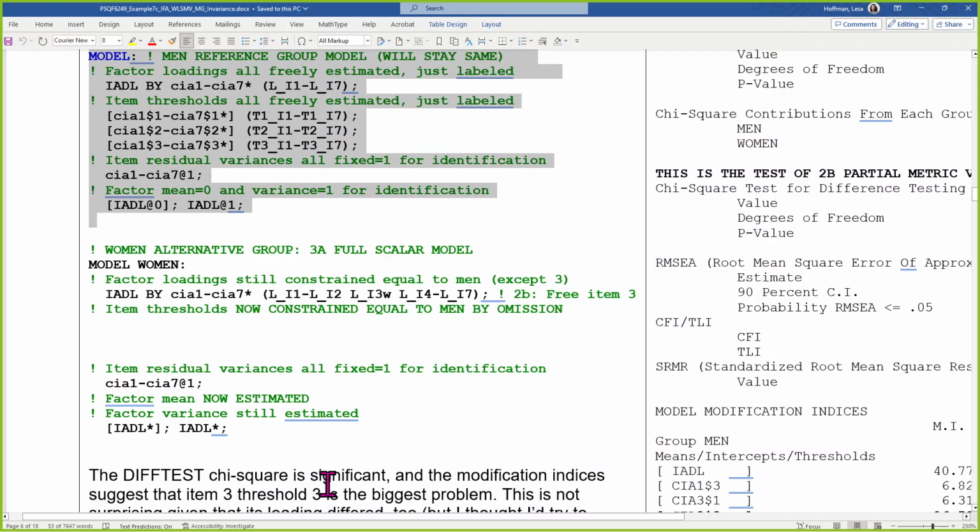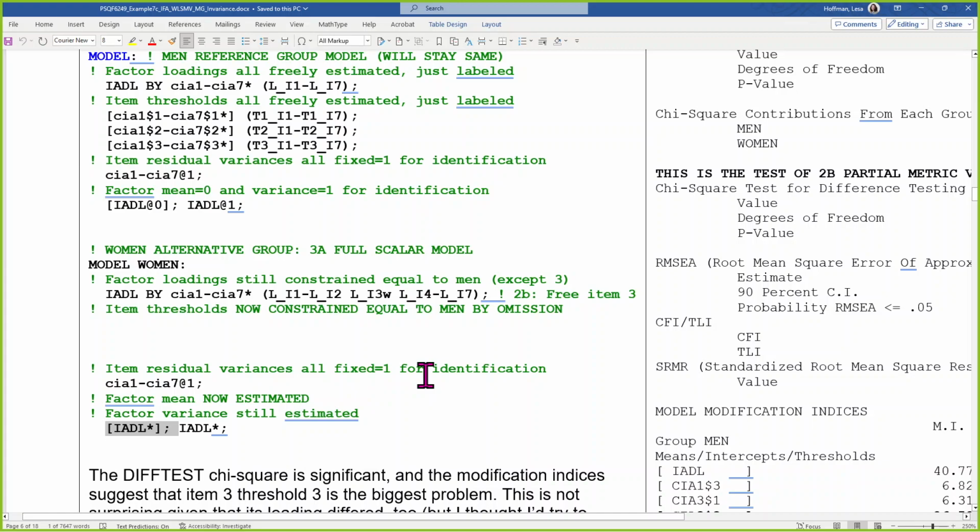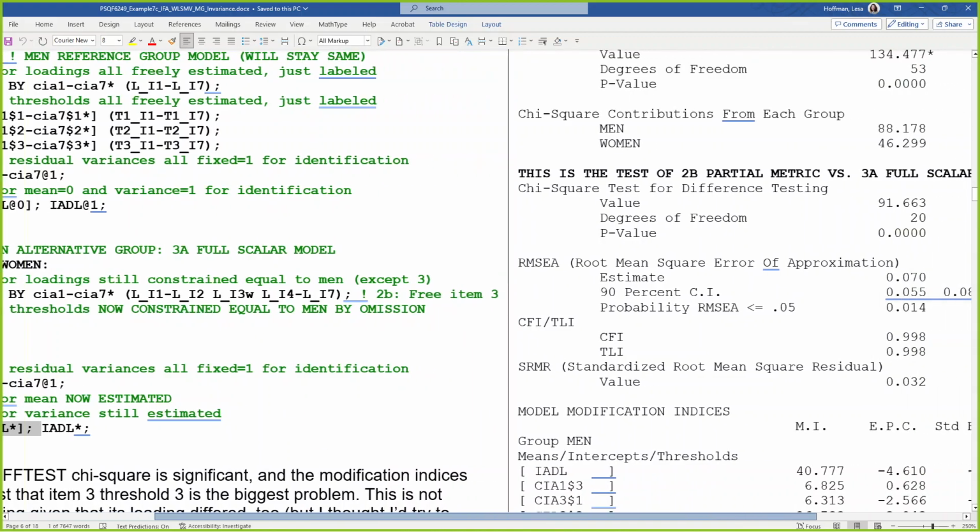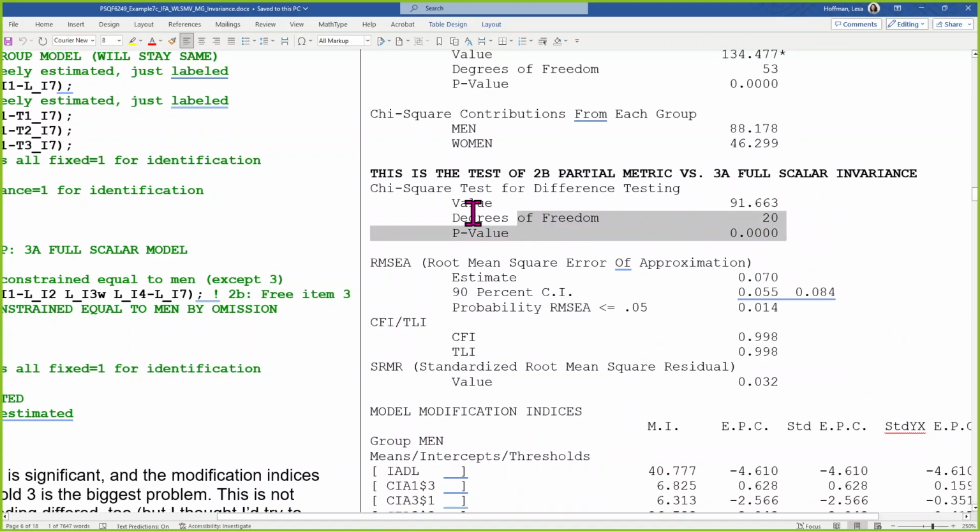What did I have to add to my model at the same time, given that I constrained all the thresholds equal? Factor mean, ding, ding, ding. So now the latent factor is on the same scale with respect to mean and variance in both groups. They're linked together. The variances are linked together via the loadings, and the means are linked together via the thresholds. Chi-square for difference testing is significant to 4 decimal places. Wah, wah.